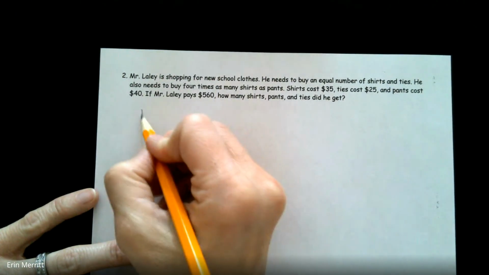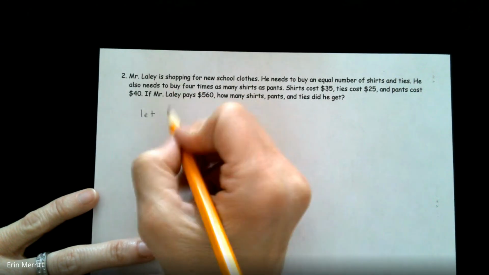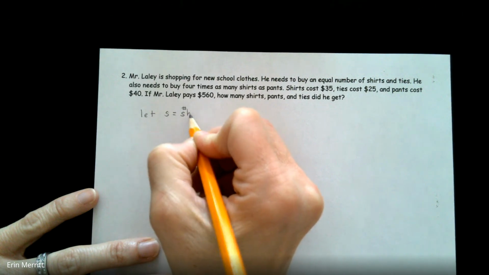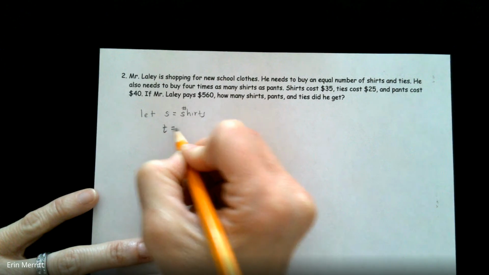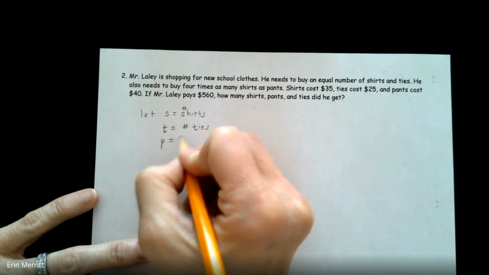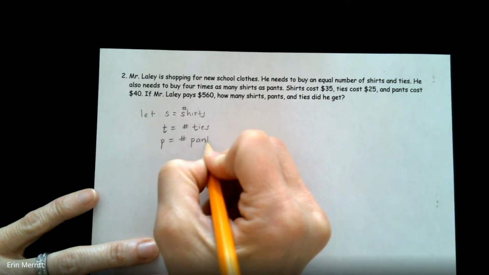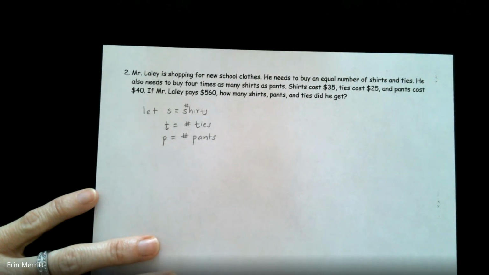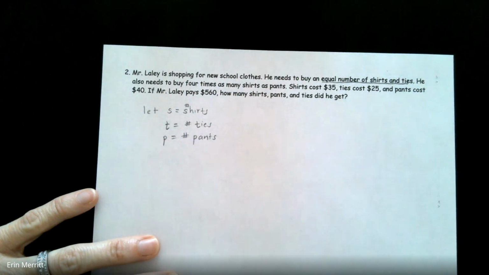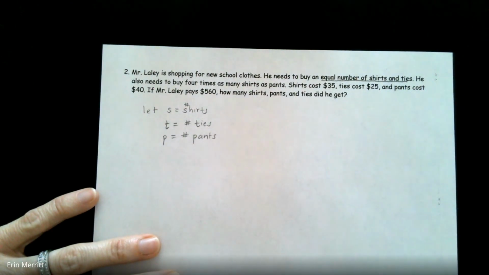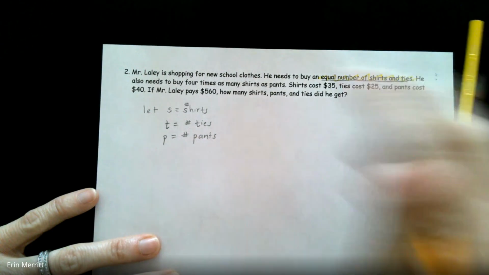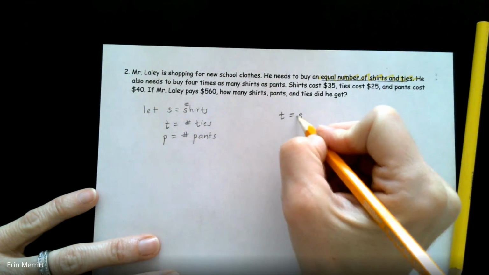We want to do a little let statement action over here. So to keep things easy, I'm going to say let S equal the number of shirts. Let T equal the number of ties. And let P equal the number of pants that he's going to purchase here. Right? So it's saying he needs to buy an equal number of shirts and ties. So that first statement right there gives us an equation. So an equal number of shirts and ties. So that means that S equals T.